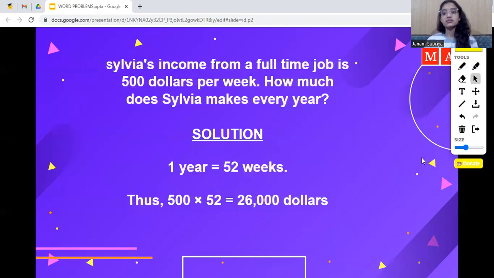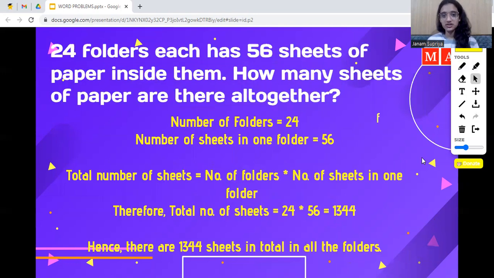So if this is clear, let's move on to the last question for multiplication. It's written here: 24 folders, each has 56 sheets of paper inside them. So we have a total of 24 folders and each folder has 56 sheets of paper inside it. Now we need to find the total number of sheets in all the folders. How many sheets of paper are there all together?